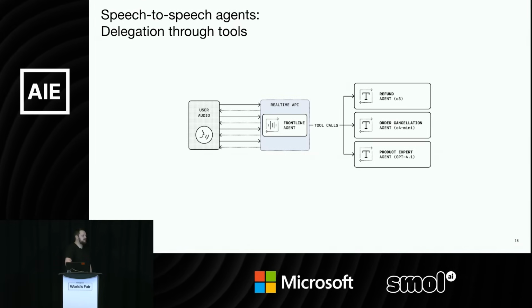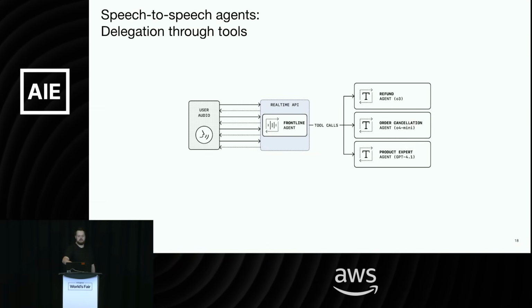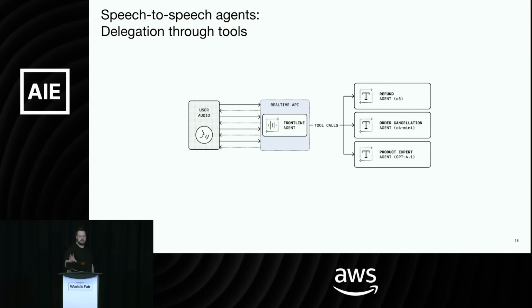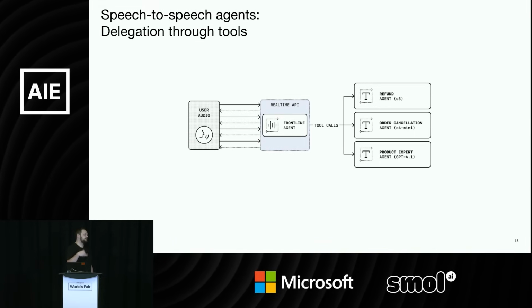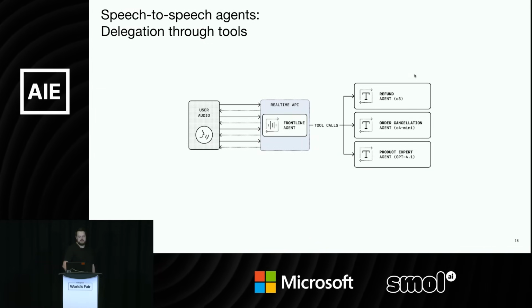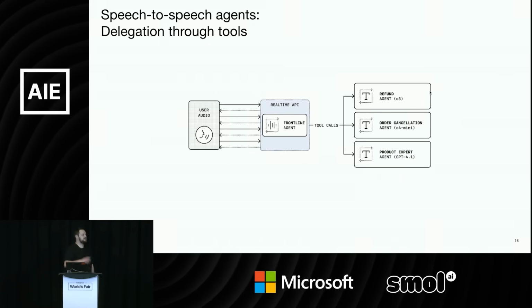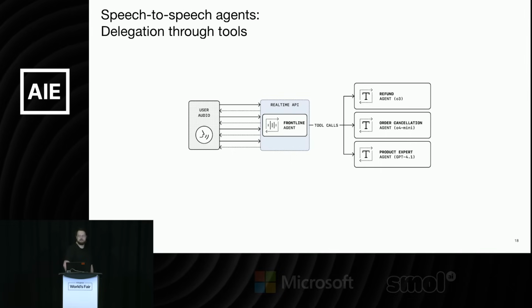Yeah, exactly. When we did the refund, it followed this pattern, where the real-time API agent can perform tool calls. It performed a tool call to trigger a separate agent, the refund agent, which in my case used o4-mini to execute that task and then hand that back. Okay, got it, thanks. You're welcome.